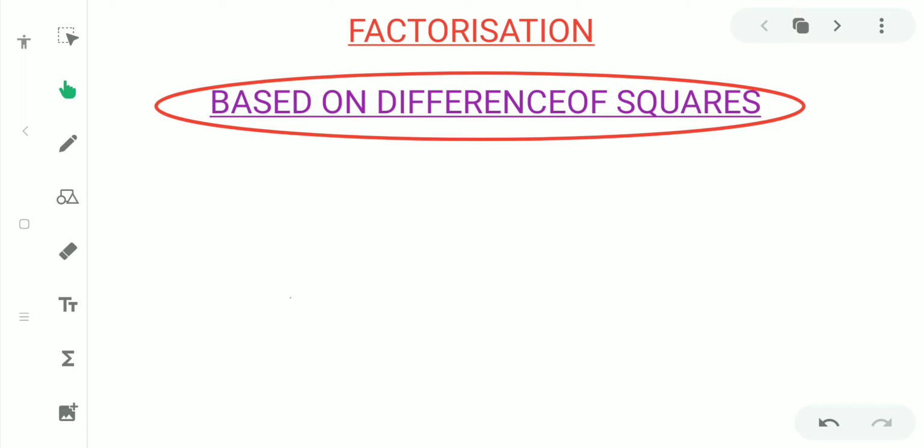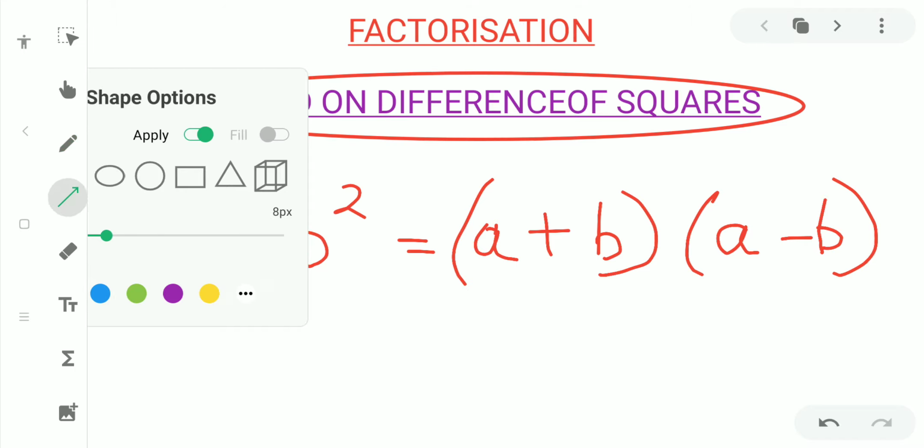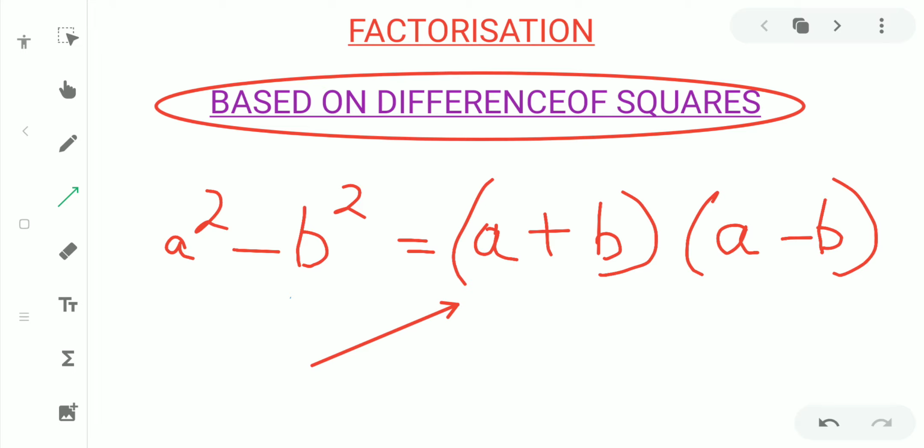In the formula video, I have set one formula, that is a square minus b square is equal to a plus b times a minus b. So this formula we will be doing in this video. We will be doing the problems based on this formula. So let us get into the video.